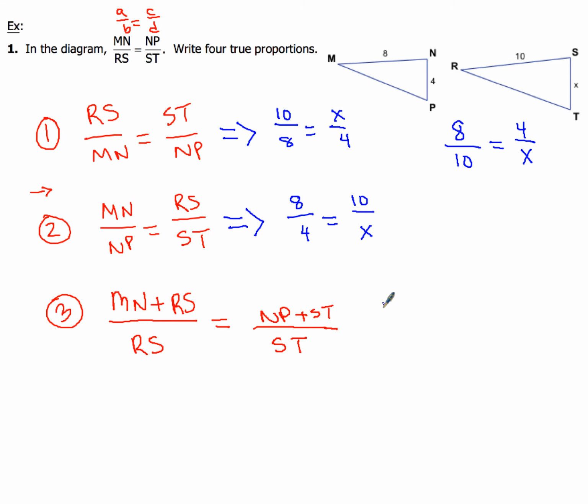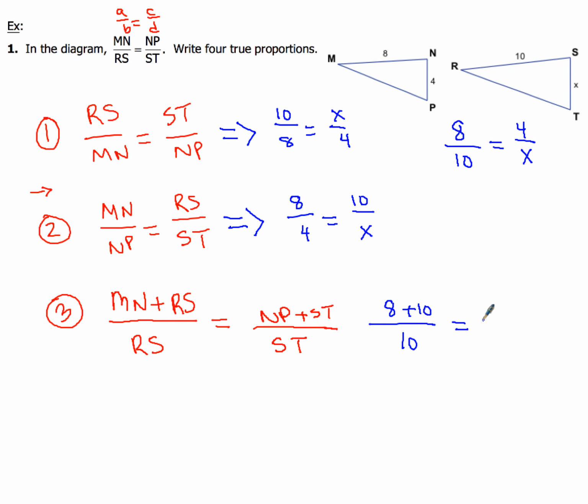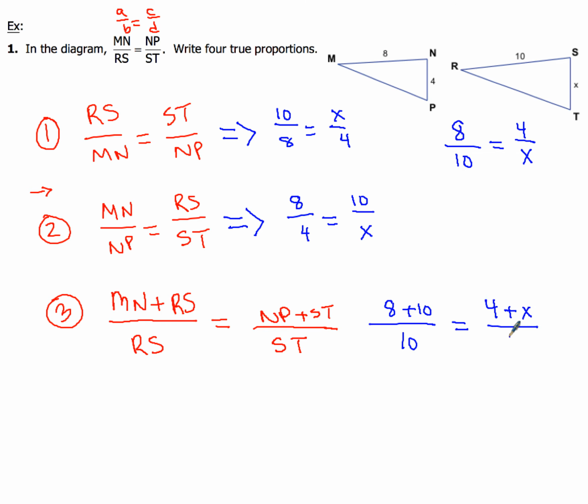And then our very last one, this is one that's kind of funky a little bit. So let's take a look at it. If you take a look at MN plus RS, so MN is 8, RS is 10, over 10, and that'll be equal to NP, which has a value of 4, and then our ST, we don't know what that is. That's just our value of x, and then over ST, that's x again.